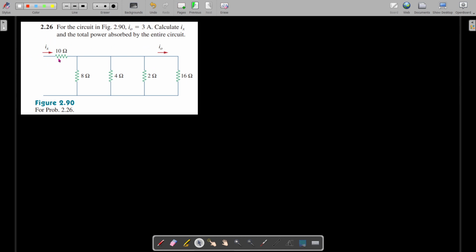Ix is the current entering into this 10 ohm resistance and flowing through that resistance. And this I naught, that is the 3 amps current, is flowing through the 16 ohm resistance. Since I naught is given as 3 amps, flowing through this 16 ohm resistance, we can calculate this V naught. V naught is the voltage across the 16 ohm resistance, that is equal to I into R, isn't it? This I naught into that R. So it is equal to 3 into 16, that is equal to 48 volts.